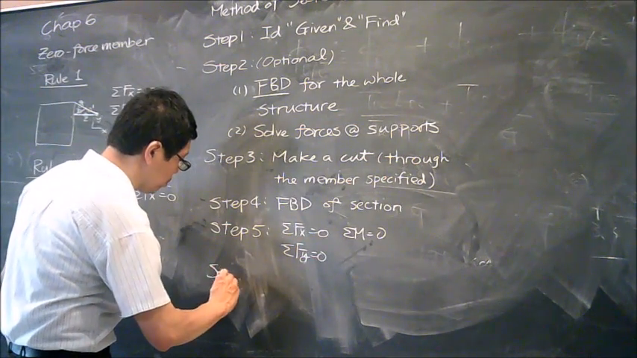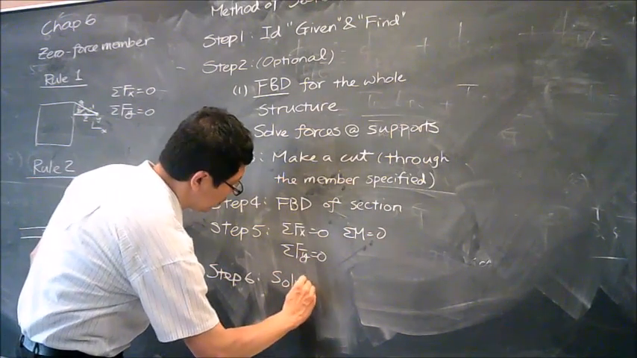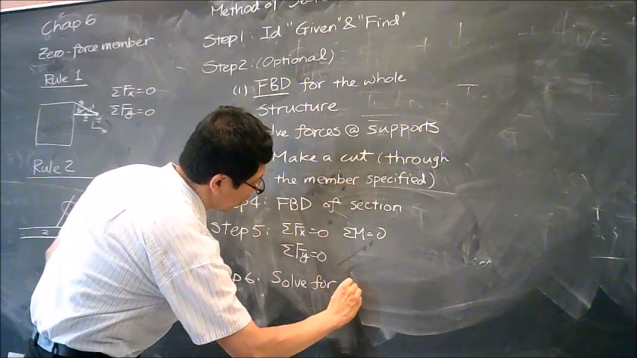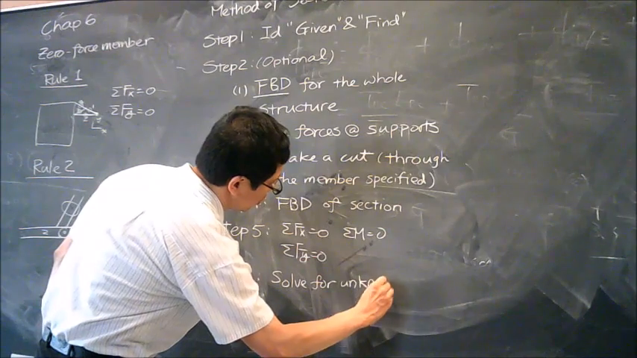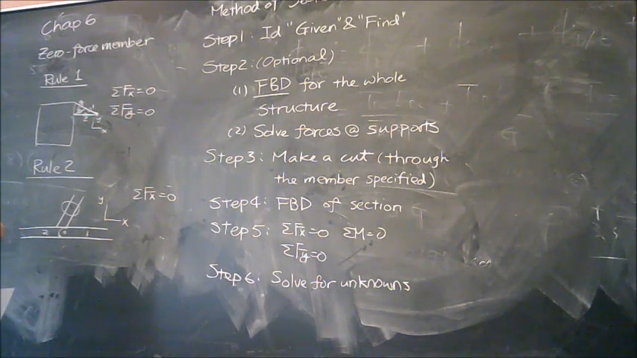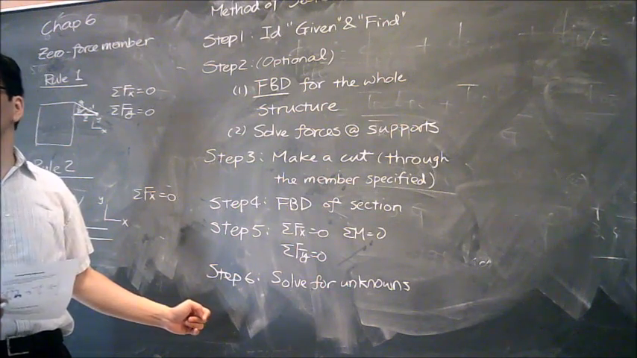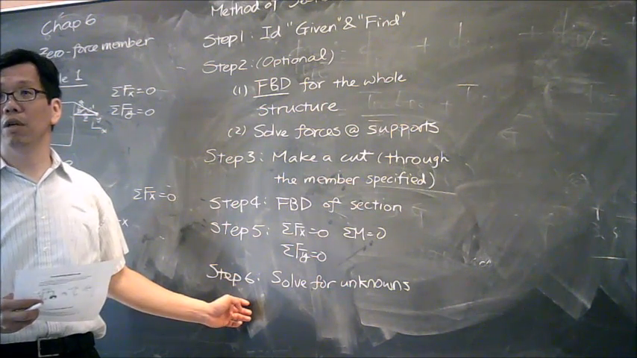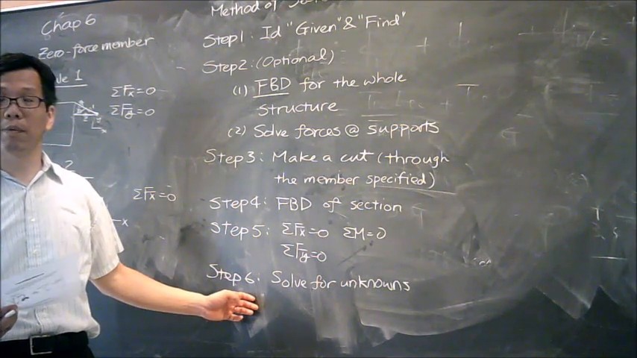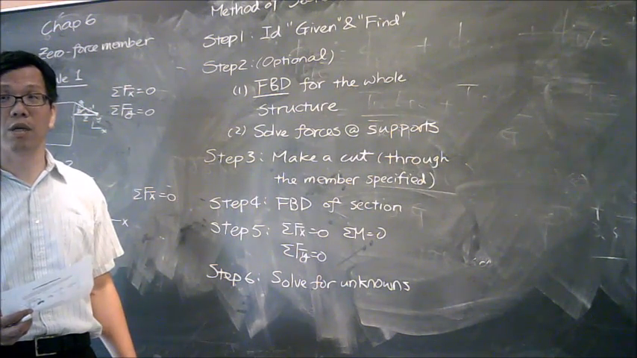Then the next step: solve for unknowns. Okay. So that is going to be the steps that we're going to deal with for using method of sections. Any question? Okay. I need to tell you this kind of problem is for sure going to be in the exam. So be sure you understand the process and know how to solve that.